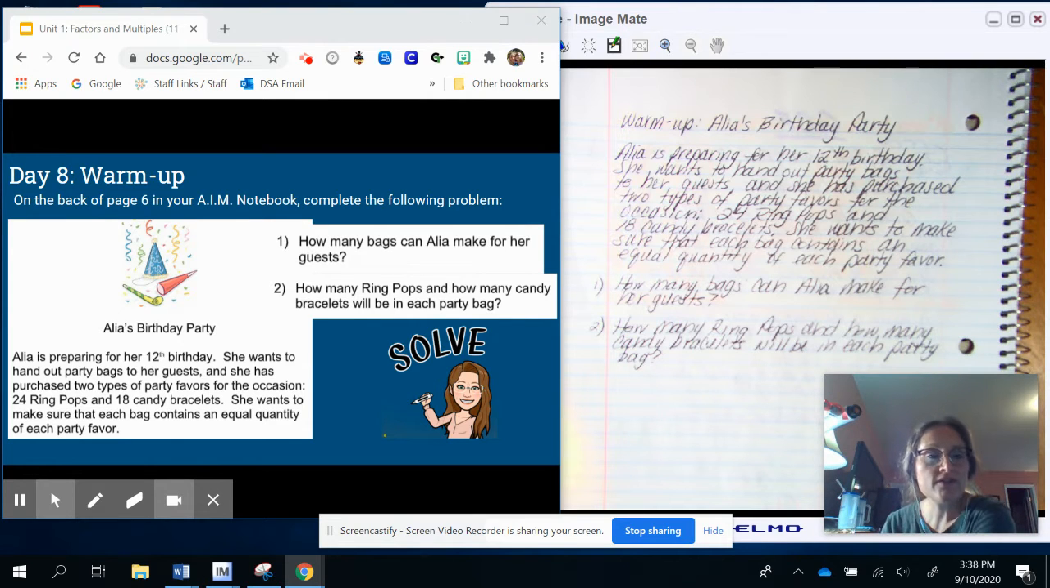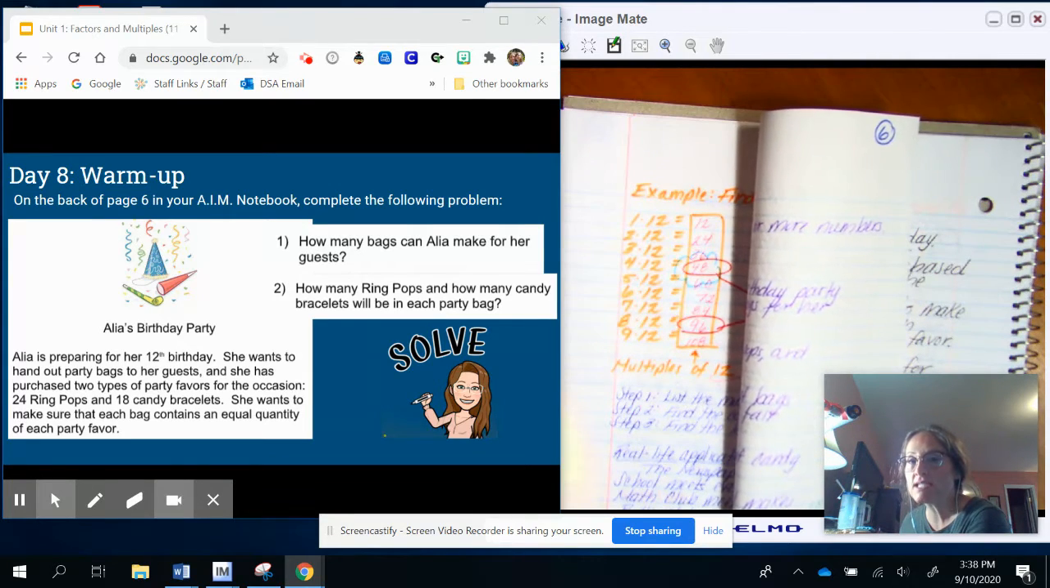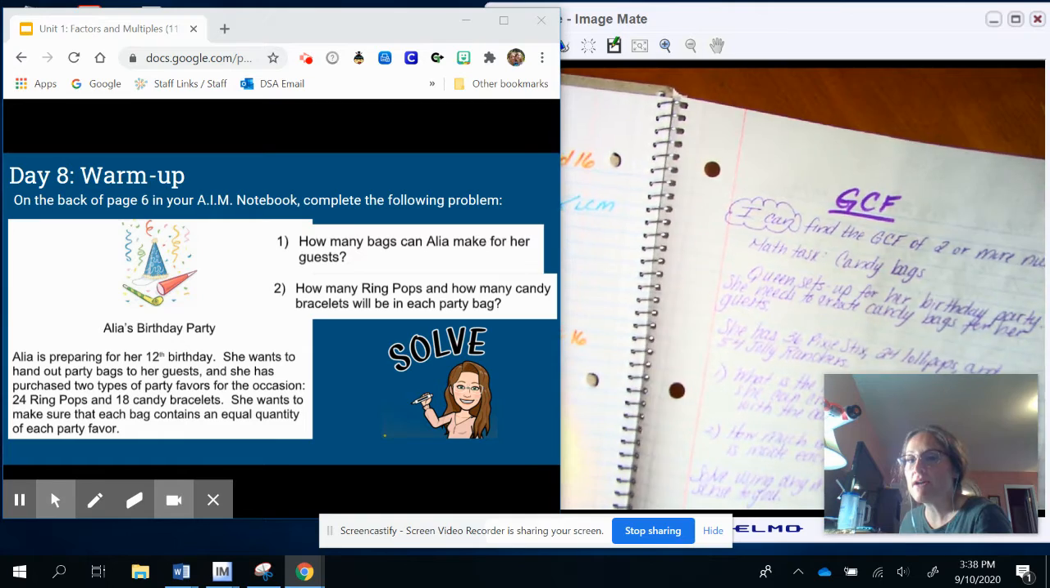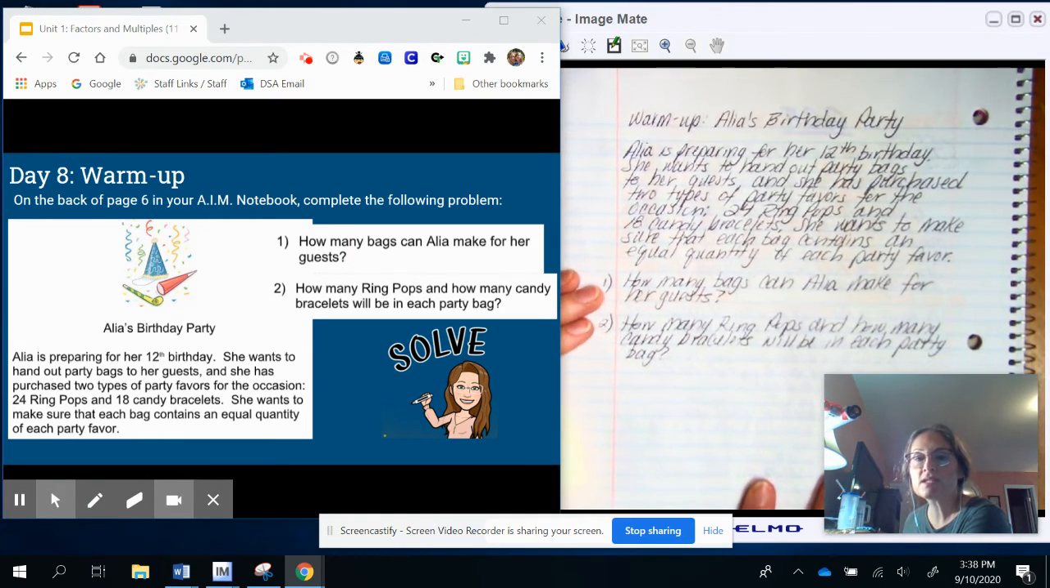So we have over on the left-hand side Alia's birthday party. I have taken that problem and written it on the back of page 6, where we did some GCF work, which is greatest common factor. And I'm going to go ahead and work with you on solving this.